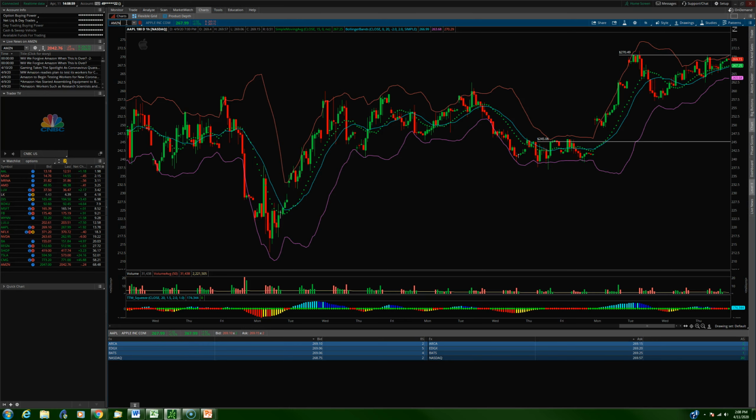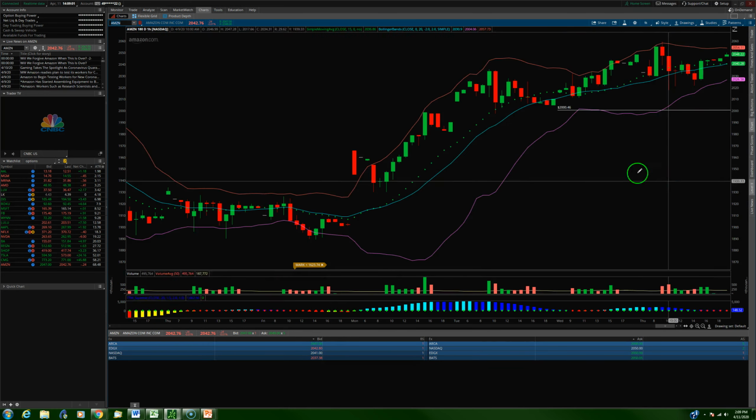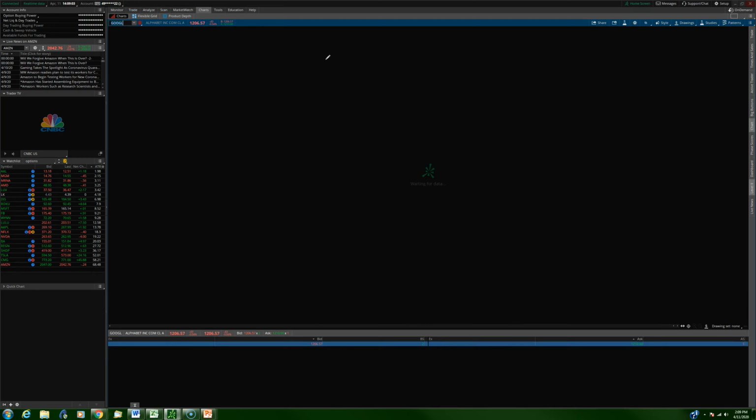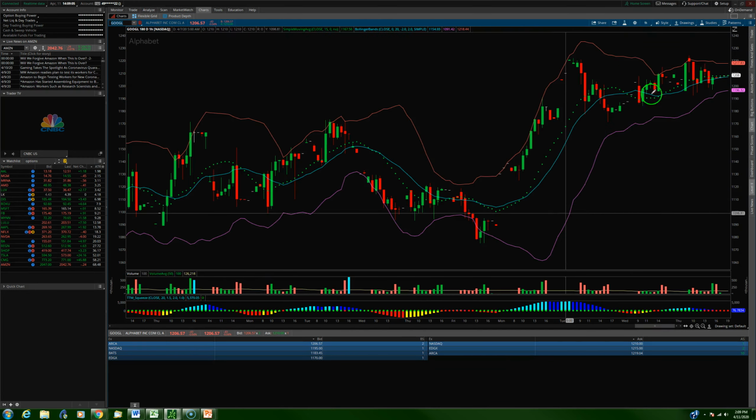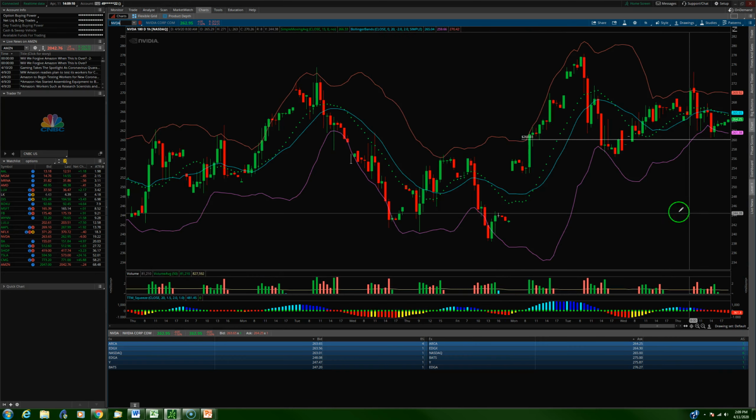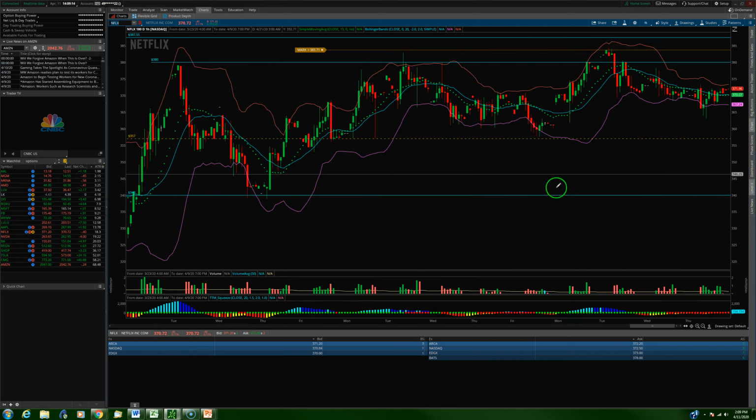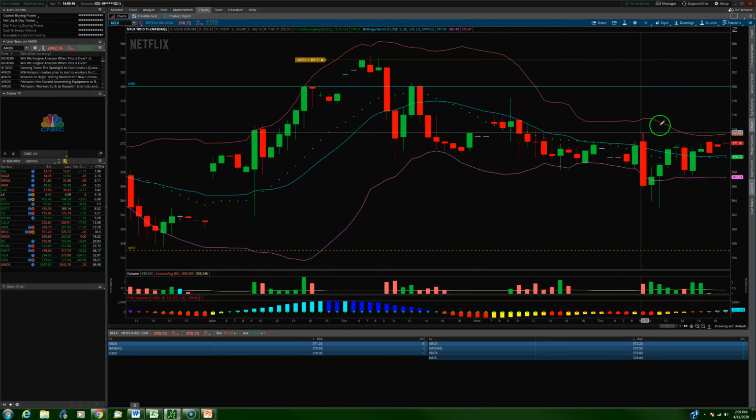So Apple's a good-looking one. Amazon is a good-looking one. Google is starting to get tighter and tighter. We got Nvidia. Bit of an ugly one. Netflix, getting prettier and prettier. So interesting, guys. We got basically every FANG stock: Facebook, Amazon, Netflix, Google, squeezing on the hourly chart. Could be pretty interesting this week.